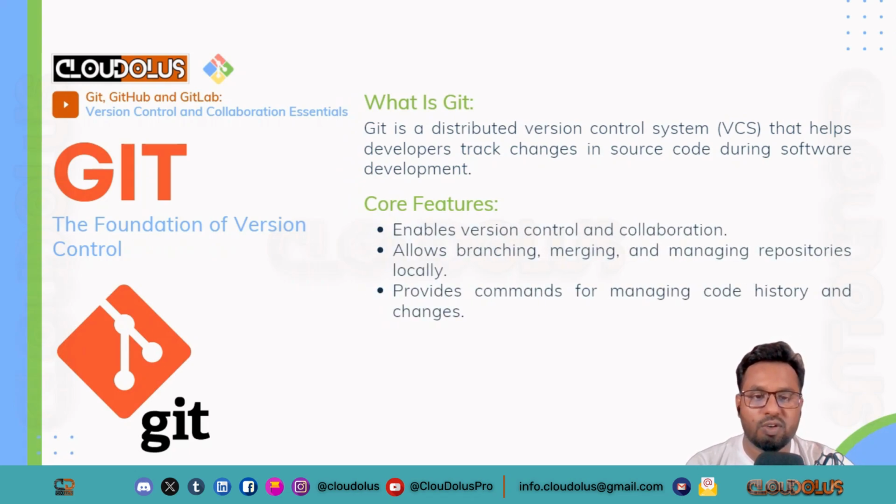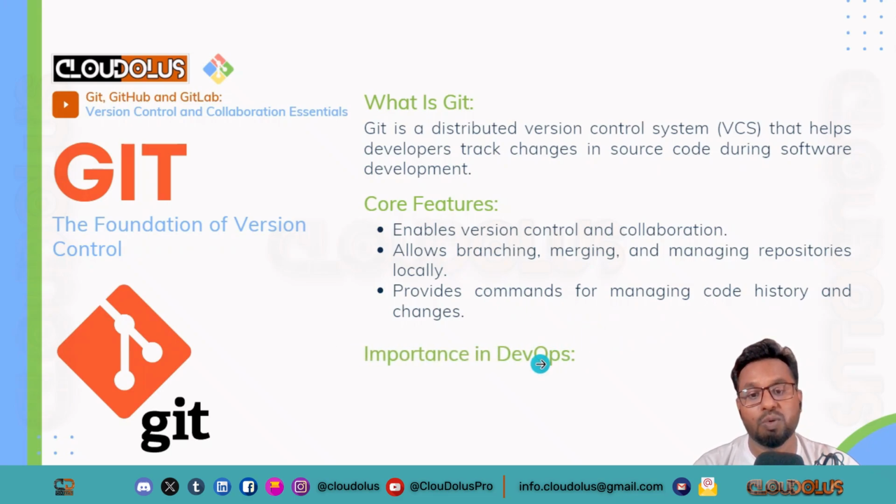It enables version control and collaboration. This is a main feature. It also allows branching, merging and managing repositories locally. So Git is a local repository management system. For developers, it also provides commands for managing code history and changes, commands which track code history and other changes. So these are the core features.